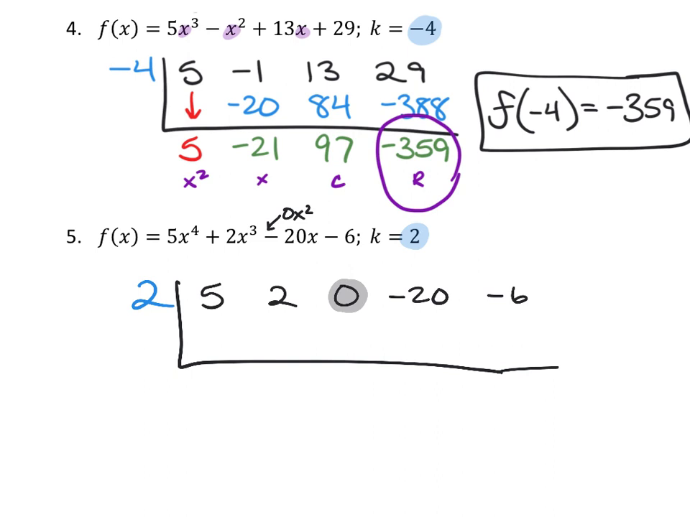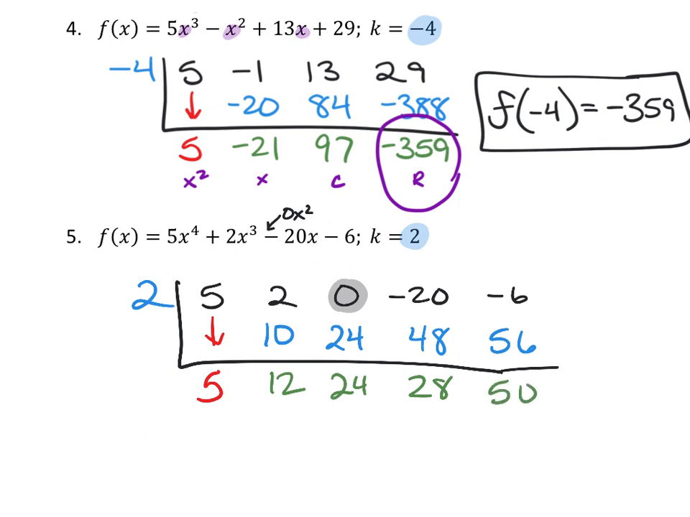Okay. Big Mama says bring down, multiply, add, multiply, add, multiply, add, multiply, add. So the question here is to evaluate the function, aka what's the remainder? What is the remainder here? 50, because that last number is always your remainder. I always recommend also just going ahead and labeling everything, that way you get into that habit.